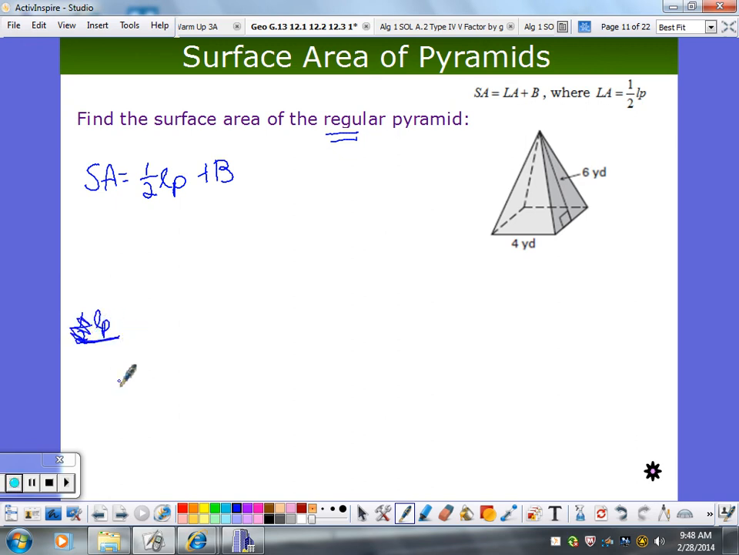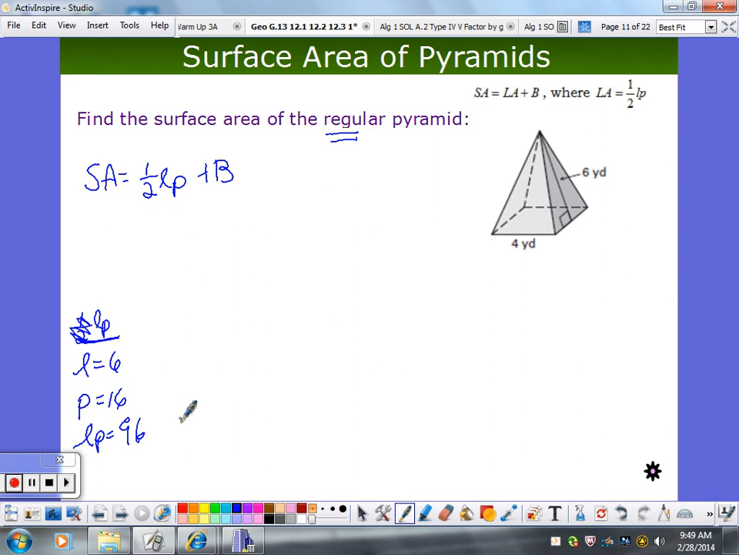So what's L? Oh, they gave it to me. What's L? 6. And what's the perimeter of the base? 4 plus 4 plus 4 plus 4. 16. So LP is what? 16 times 6. What is that? 16 times 6? 96, is that right? Yeah.